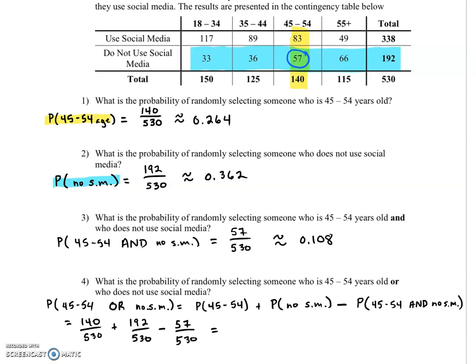And if you crunch the numbers on that, you come up with 275 out of 530, which is approximately 0.519. So that's the end of this section of 5.2. Sorry, with the second video for 5.2. We'll pick up again in another video.